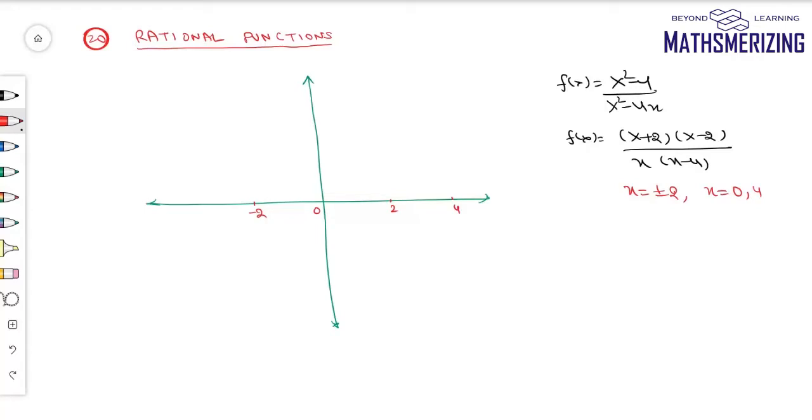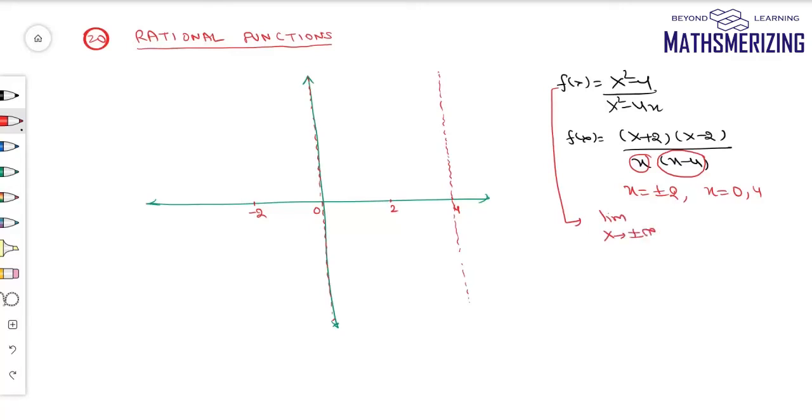Now, because 0 and 4 lie in the denominator, my function will have asymptotes at 0 and 4. So at 0 and 4 I'll draw vertical lines. I'll draw dotted vertical lines at 0 and at 4.